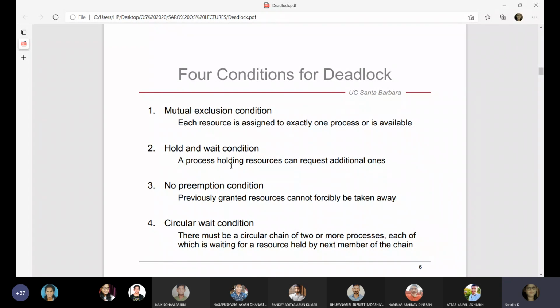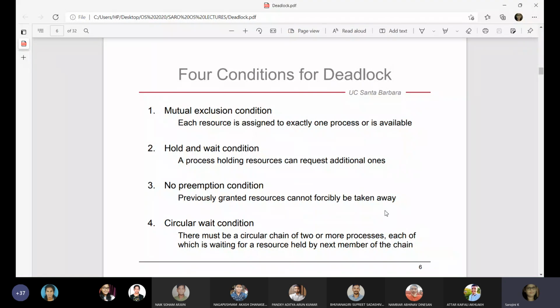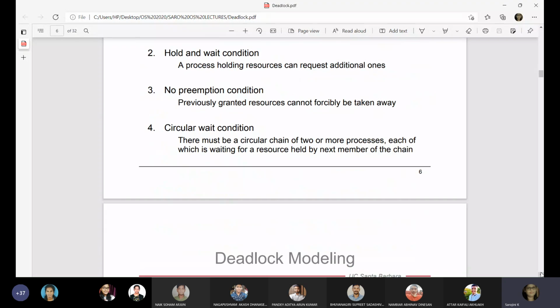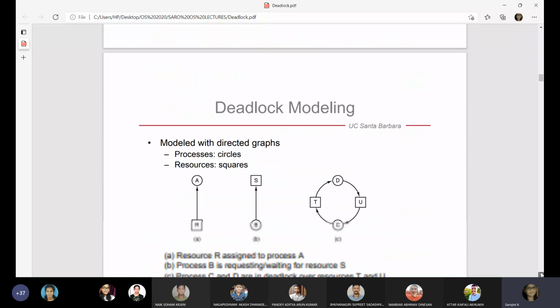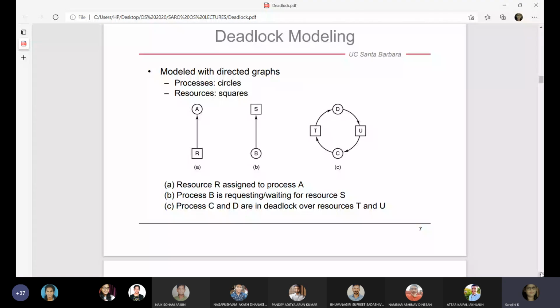And in every deadlock, mutual exclusion would be there, the hold and wait condition will be satisfied, and it would be a no preemption system, and when the deadlock happens, there will be a circular wait. A is waiting for B, B is waiting for C, C is waiting for D, D is waiting for A again. So if all these four conditions are satisfied, then we can say that there is a deadlock.